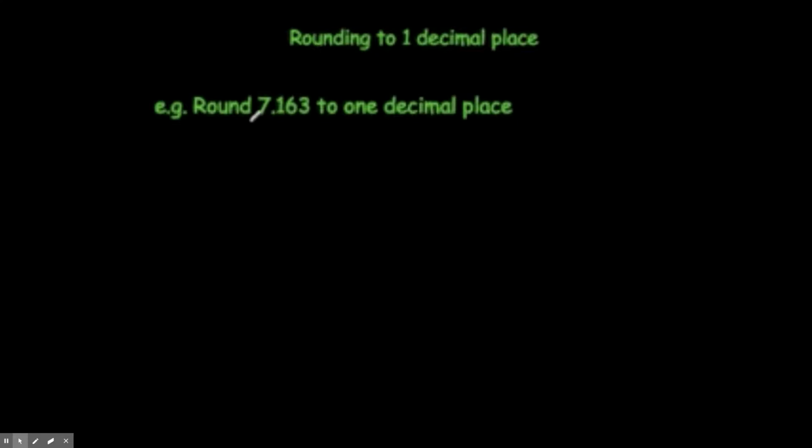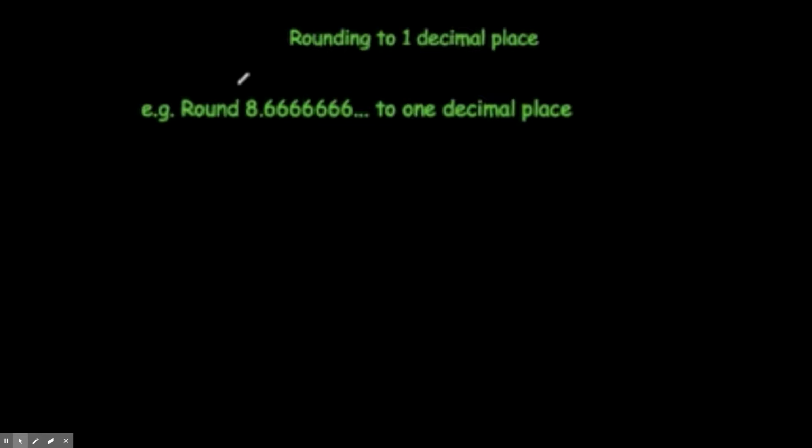Next, round 7.163 to 1 decimal place. Now this number has got 3 decimal places, so it's got 1, 2, 3 numbers after the decimal point. Again, you still look at the second one. The second decimal place is a 6. So again, we're going to round up because it's 5 and above. That means it's going to be 7.2. You can ignore everything else. You just need to look at the second decimal place to see if you round up or down whenever you're going to round to one decimal place.